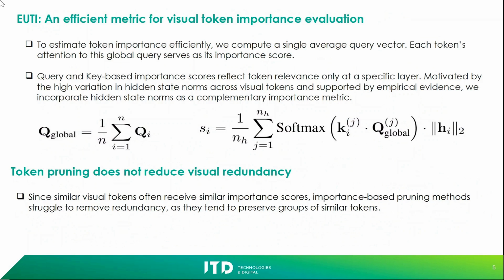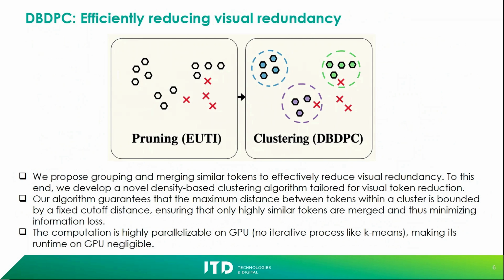However, we do not address visual redundancy. It's mainly because similar tokens will end up having similar scores, and thus we will end up with groups of similar tokens. So actually, to really address this redundancy, we need to merge similar visual tokens. For this, we propose a novel density-based clustering algorithm, which actually has two main properties that are really interesting for this task. Our algorithm guarantees that the maximum distance between tokens in the same cluster is upper bounded by a predefined threshold. This is actually really interesting because when merging all these tokens, we will end up with a token that is close to all the tokens in the corresponding cluster. This means that we will end up with minimal information loss.